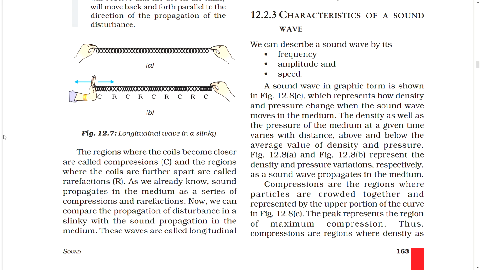Above and below the average value of density and pressure, figure A and figure B represent the density and pressure variations, respectively. As a sound wave propagates in the medium, compressions are the regions where particles are crowded together and represented by the upper portion of the curve in figure C. The peak represents the regions of maximum compression. Thus, compressions are regions where density is high.